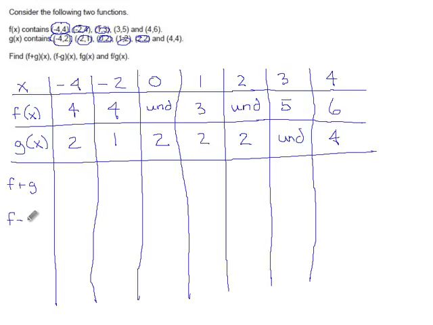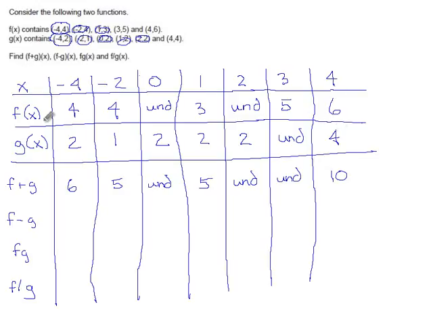f minus g, f times g, and f divided by g. And those are pretty easy to do now that we have this information all organized. F plus g just means for each of these x values, take the value of f and the value of g, add them up. So 4 plus 2, 6. 4 plus 1, 5. Undefined plus 2, can't do it. If any part of one of these is undefined, the entire thing goes undefined. 3 plus 2, undefined plus 2, 5 plus undefined, 6 plus 4.